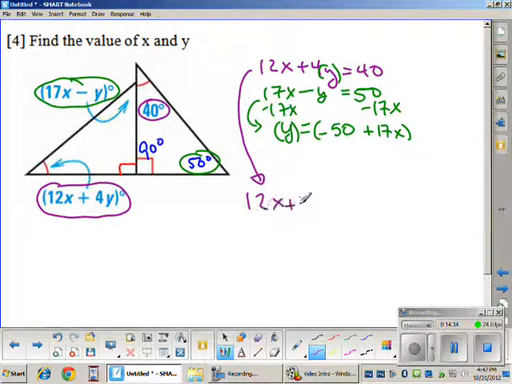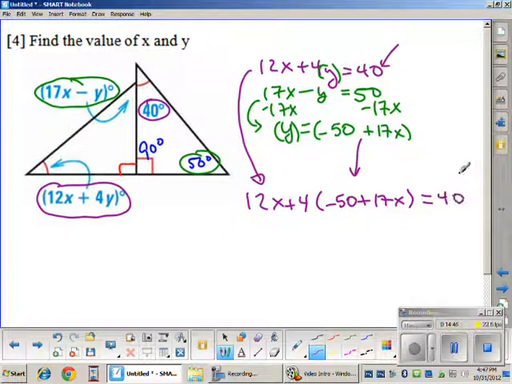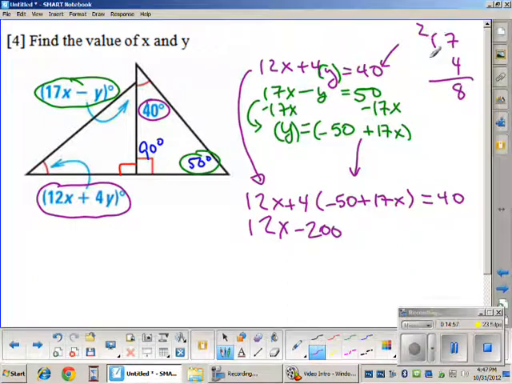Now it's time to put your solving hat on, because that's all we're doing from this point forward. 12x, that's going to be a -200. Let's see, 17 by 4, that'll be a 68. And if you're wondering how I'm doing that, I am just distributing. 4 times a negative 50 is a negative 200. 4 times 17 looks like it's going to be 68, so 68x, and that's going to be 40.